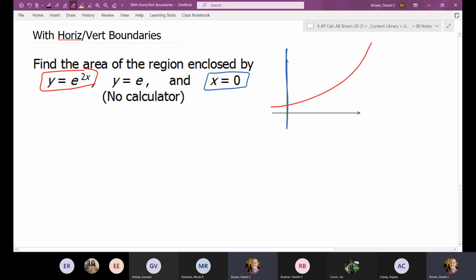It gets a sketch, not perfect, but you might be able to find this y-intercept pretty easily. Just make sure you draw it accurately. When you plug 0 in for x, you get e to the 0th power, which is going to be 1. So we know this is crossing at 1.